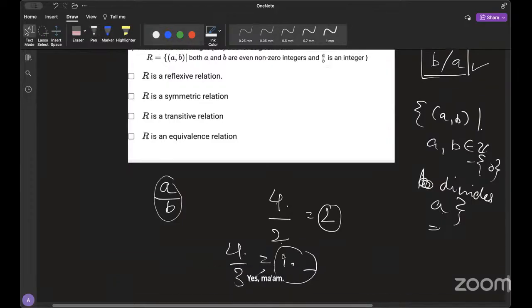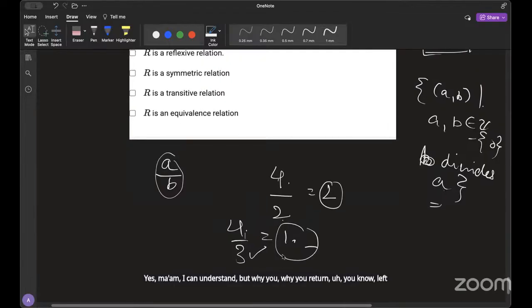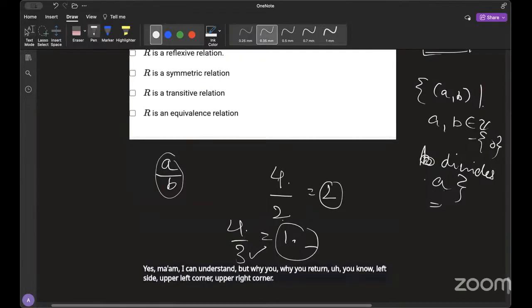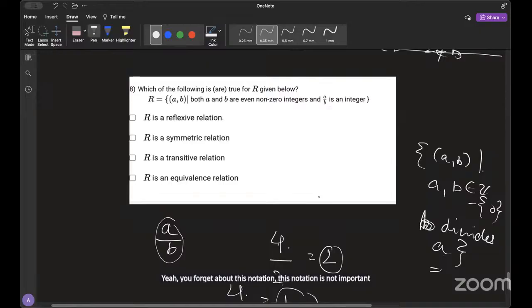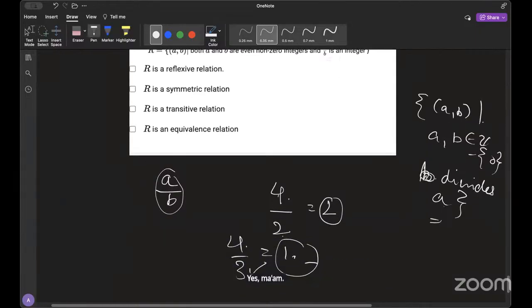Yes, I can understand. But why have you written B by A on the upper right corner? That's what I was telling you, you don't have to pay attention. This is the mathematical notation for B divides A. This notation is different and generally not used. Forget about this notation. This notation is not important. You won't see it in your assignments. That's why I've written B divides A here. Is this part fine?